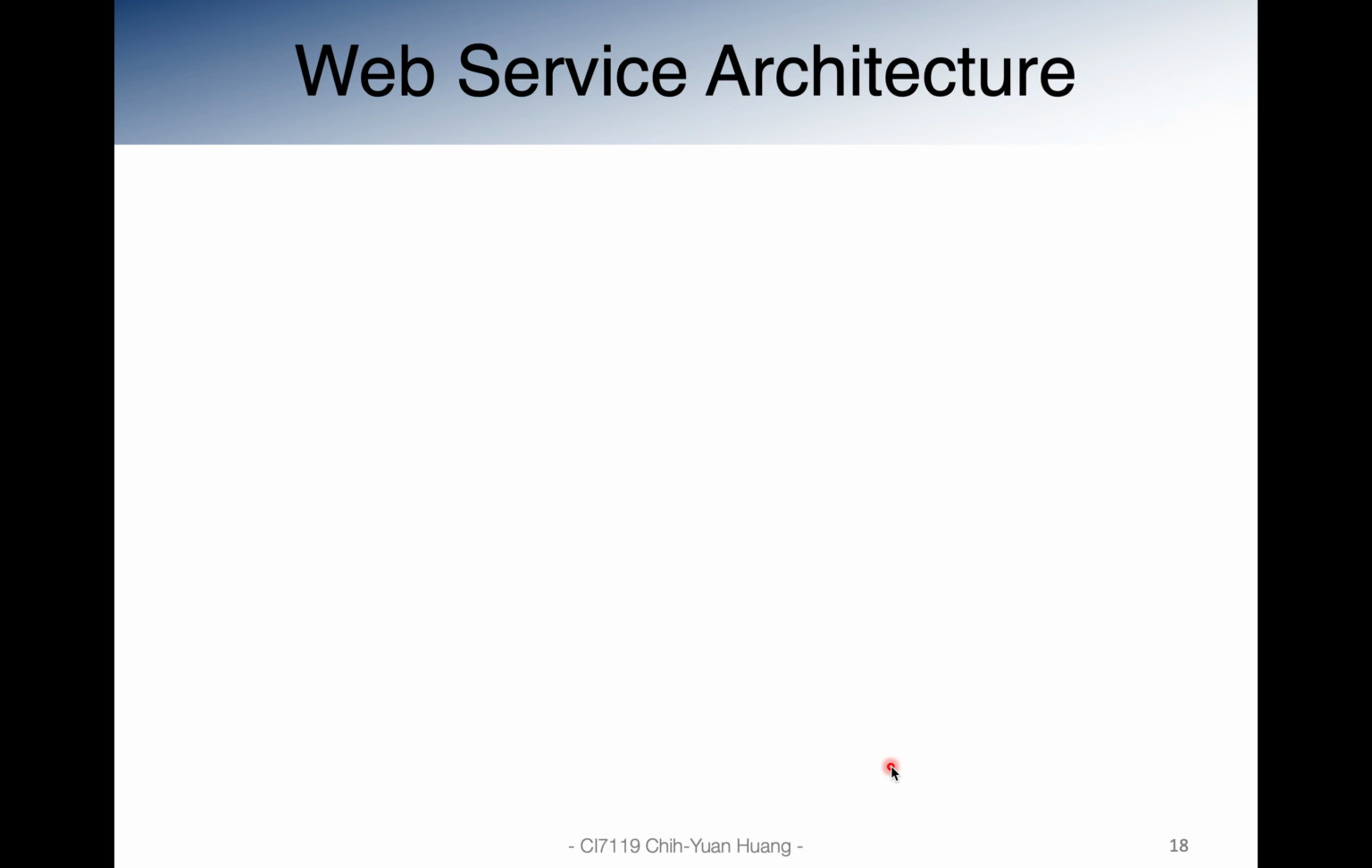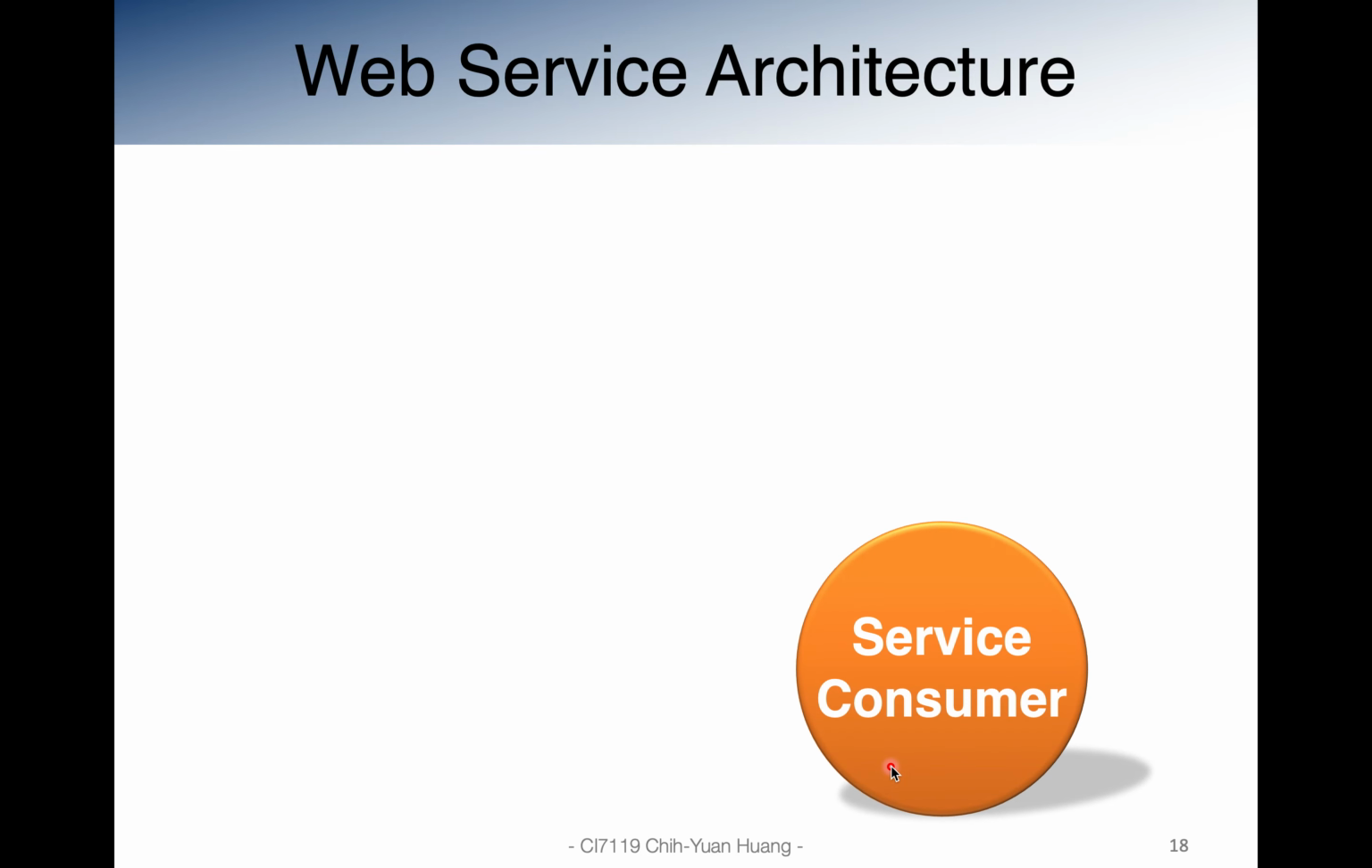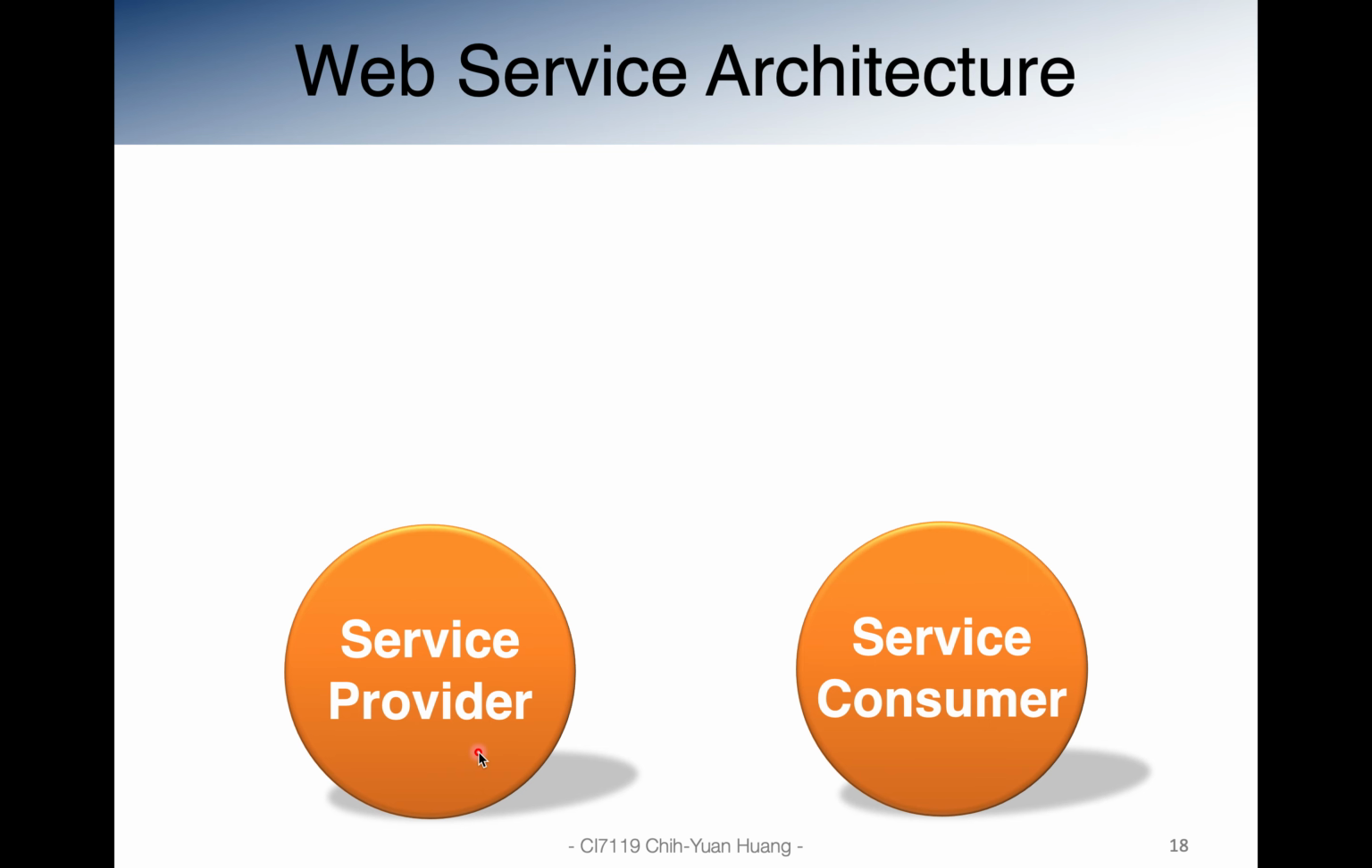So here is a very brief, general high-level architecture for web services. In terms of the ecosystem of web services, we have one role, the service consumer, and the other role, the service provider. If you just consider these two roles, their interaction is pretty simple: the service consumers utilize the resources or functionalities provided by the services.